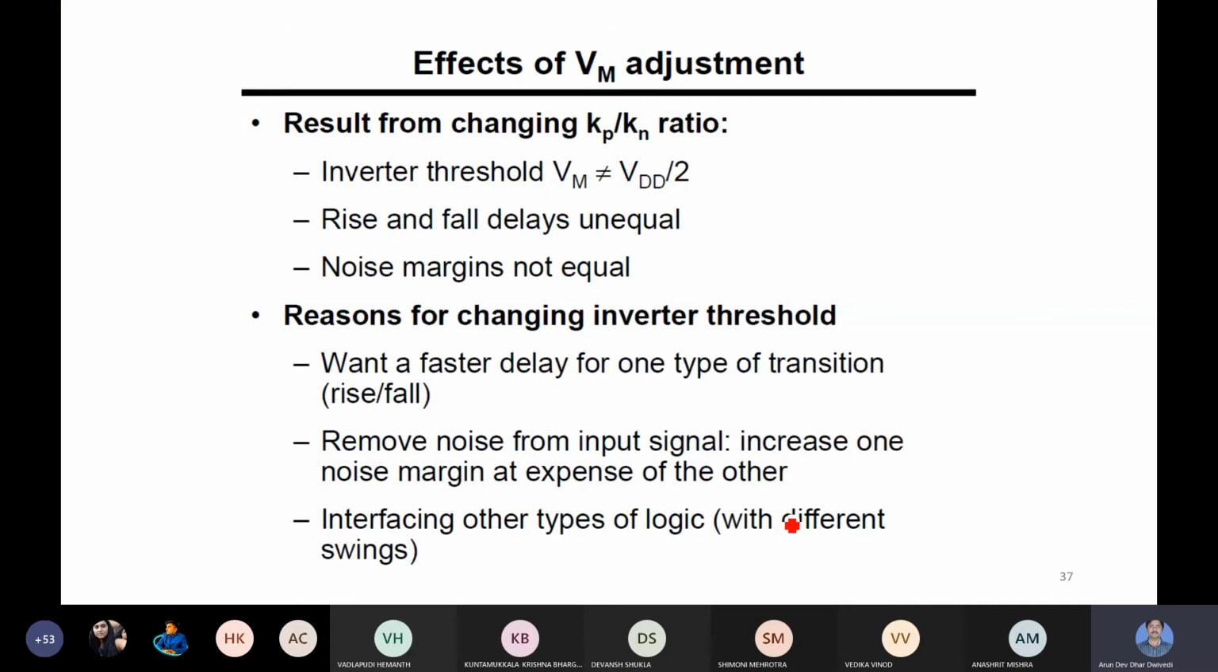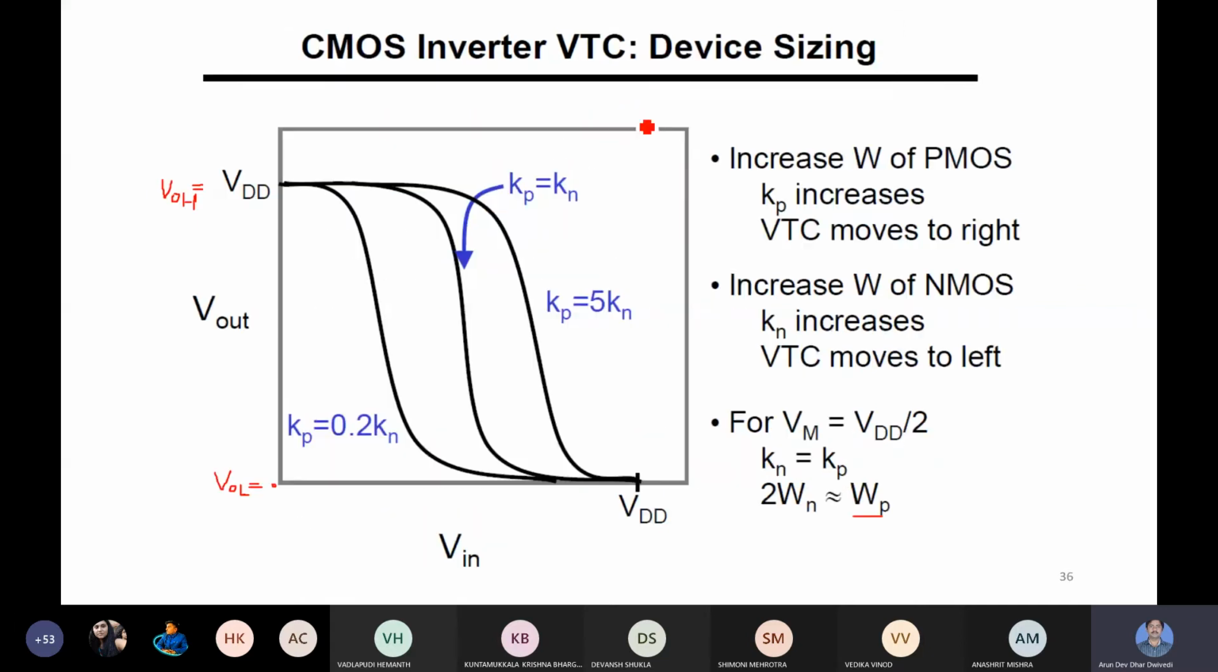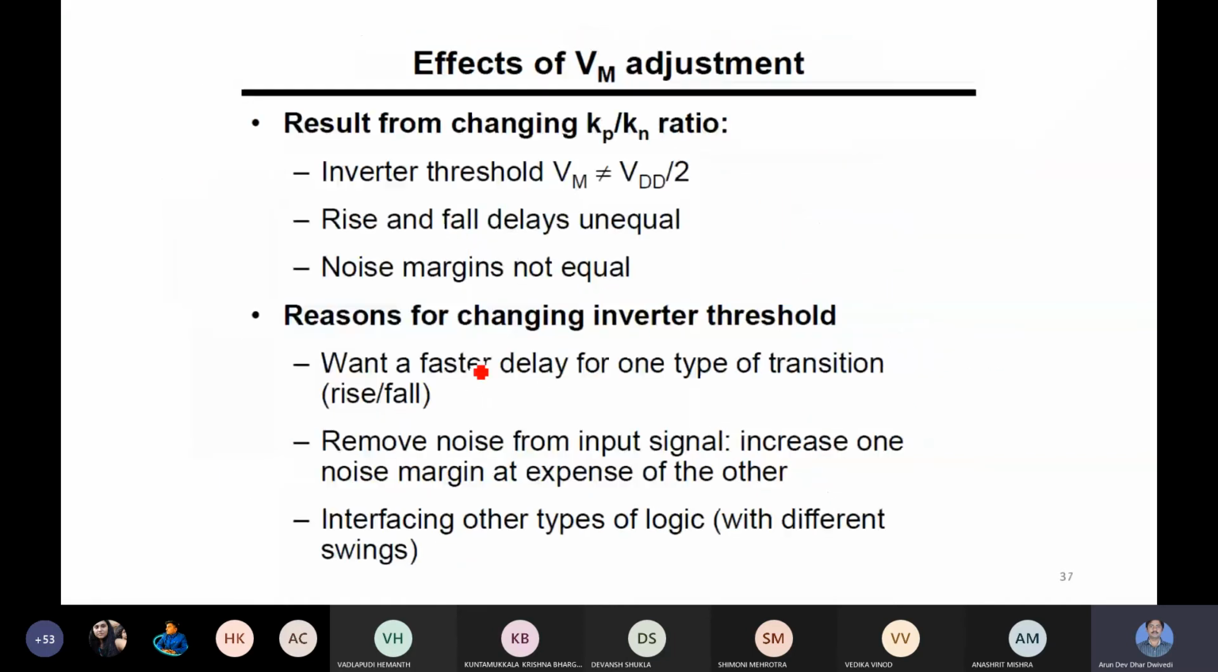So these are a few points, and you can change the threshold voltage. If you are considering this combination, that Kn equal to Kp and Wp is equal to 2 Wn, then this plot is coming. But if you have some requirement that you want to change the threshold voltage of the circuit to either the left side or right side, that is possible. In that case, Vm will not be equal to VDD by 2. The results from changing the Kp by Kn ratio are that rise time and fall time will not be equal, and the noise margins of the low and high side will not be equal. And generally, what is the reason why we require this?